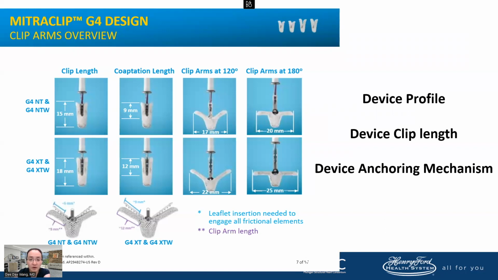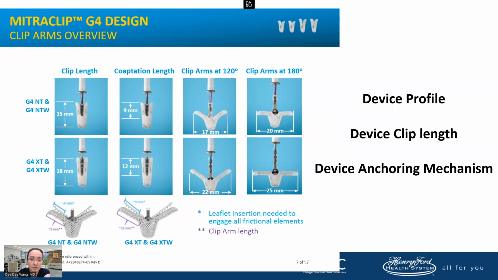The information involved in learning this regards the length of the actual clip arms. For the G4 NT and NTW, it is actually 20 millimeters from the edge to edge. And for the XT and XTW, the length from clip edge to clip edge is 25 millimeters. This is extremely important when picking which device is best for your patient's anatomy.